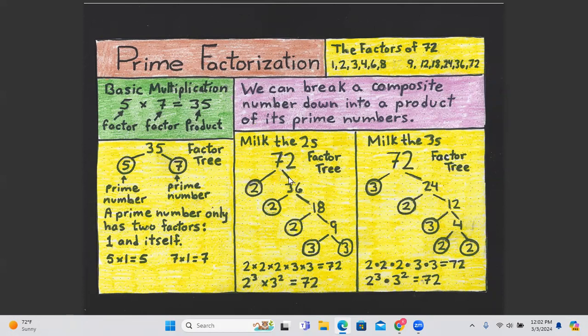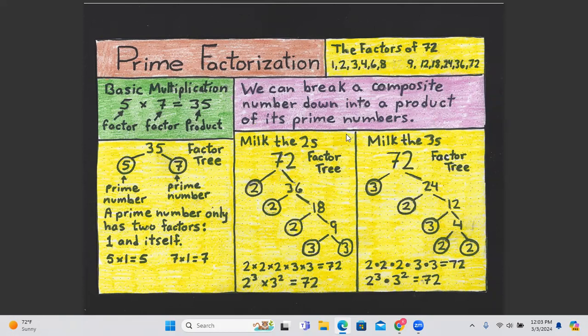And we're going to take our try at 72 by milking the twos and then milking the threes. But before we do that, let's take a look at the factors of 72. 1, 2, 3, 4, 6, 8, 9, 12, 18, 24, 36, 72. There are many factors, but here's why they are the factors of 72, because 1 times 72 gives us 72. 2 times 36 gives us 72. 3 times 24 gives us 72. 4 times 18 gives us 72. 6 times 12 equals 72, and 8 times 9 will give us 72.